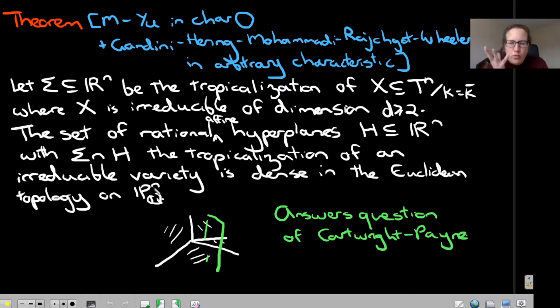Or you could rephrase this and say, in your space of hyperplanes, for any hyperplane, you can wiggle it a little bit and get something whose intersection with the tropical variety is the tropicalization of something irreducible. Okay, so that's a fairly close analog to the classical Bertini theorem in the tropical setting. And we want it for the same reason that we want classical Bertini in the usual setting.